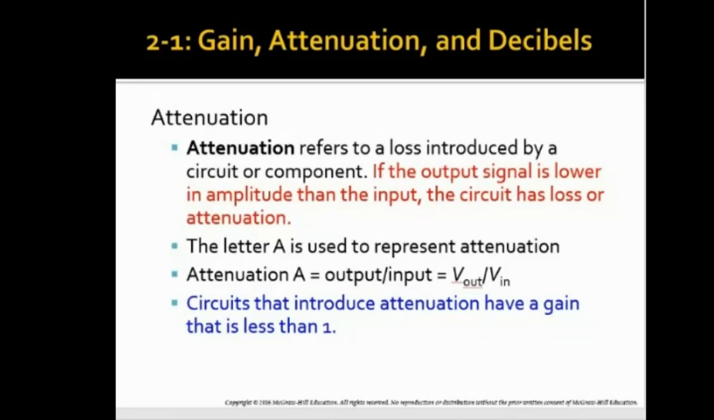The letter A is used to represent attenuation, and it is again similar to gain: output divided by input. It can be voltage or it can be power. A circuit that introduces attenuation has a gain that is less than 1. So if you calculate gain for a system and the value becomes smaller than 1, it means attenuation: it is not gaining, it is attenuating, or losing power in the system.